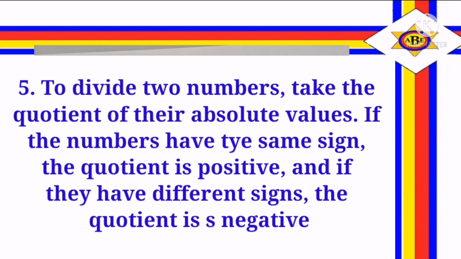Now, let's go to division. To divide two numbers, take the quotient of their absolute values. If the numbers have the same sign, the quotient is positive. And if they have different signs, the quotient is negative.